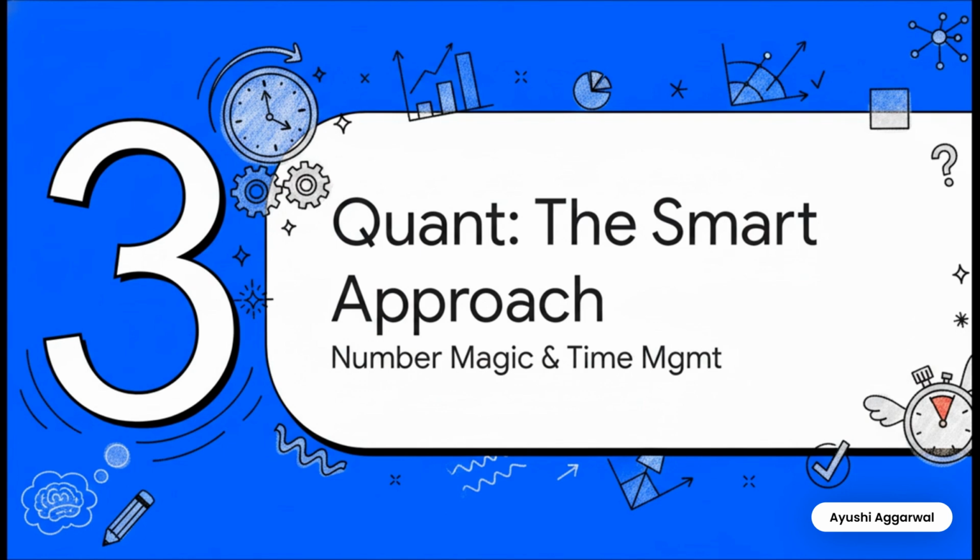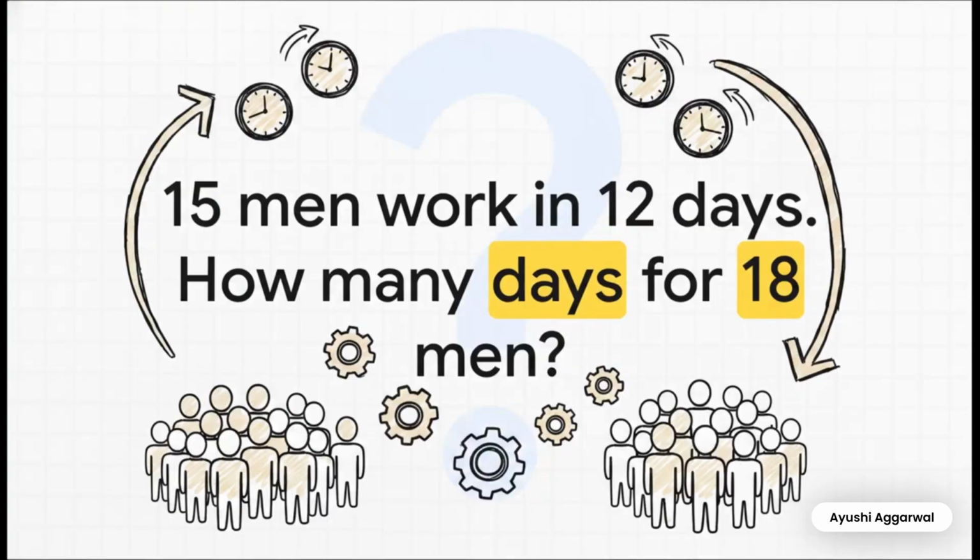Let's jump to Section 3, Quantitative Aptitude. It's time for some number magic and time management. देखो, मैथ से डरना नहीं है. Time management is everything in this section. Look at this classic problem. If 15 men can complete a work in 12 days, then in how many days can 18 men complete the same work? I want you to just pause for a second and think about the fastest way to approach this without getting stuck in long, messy fractions.